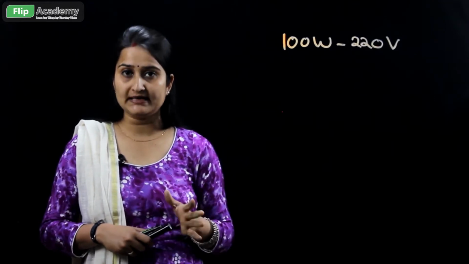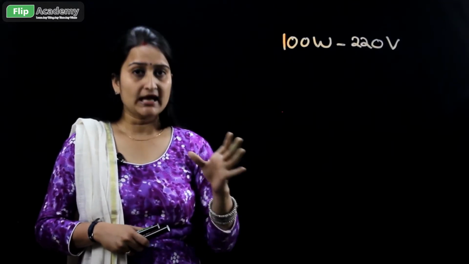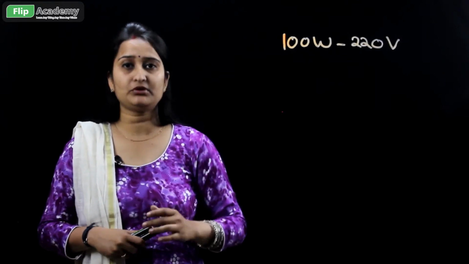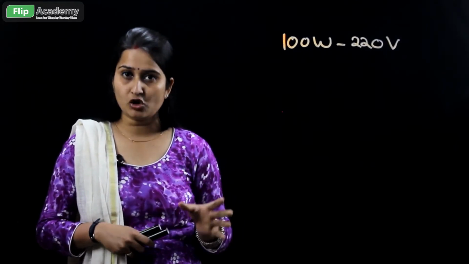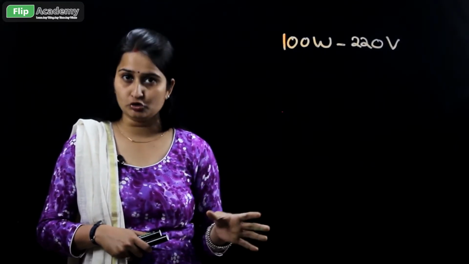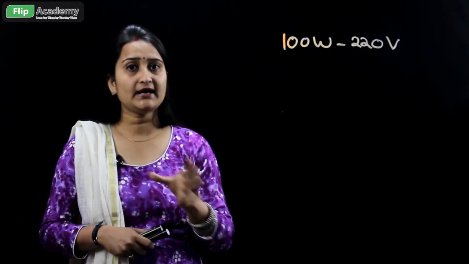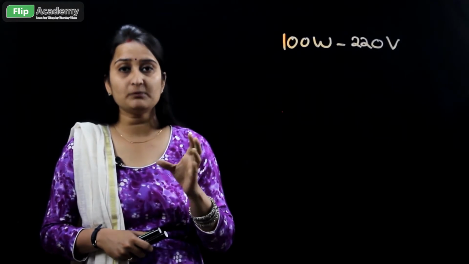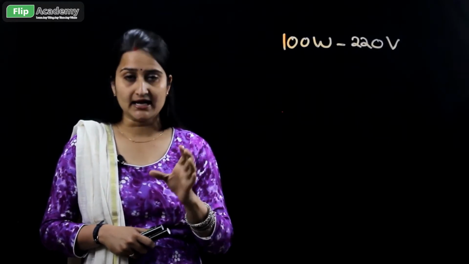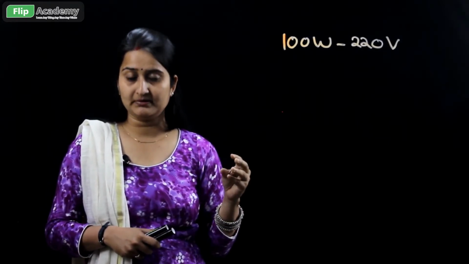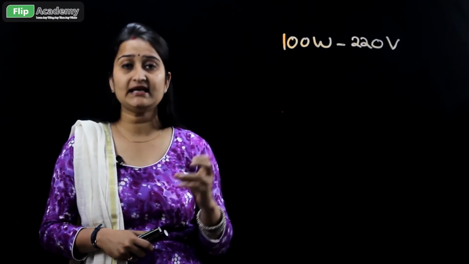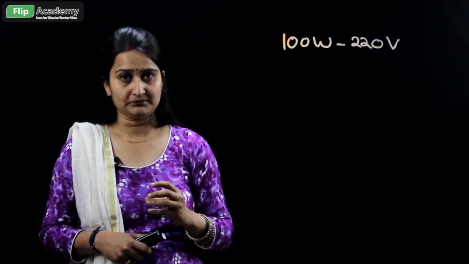Due to the appliances being connected in parallel, every appliance has the same potential. That is, if we talk about a bulb, a tube light, a TV, a fridge, all have the 220 volt potential because they are connected to the main power supply and the main power supply is giving 220 volt.